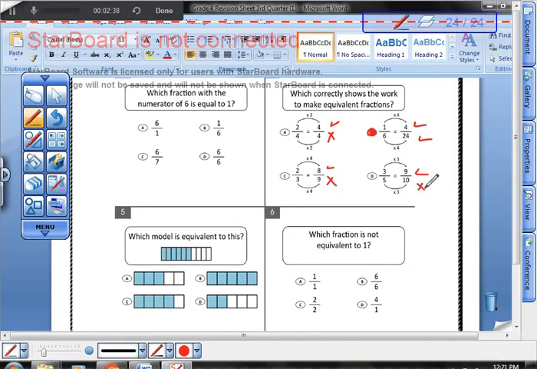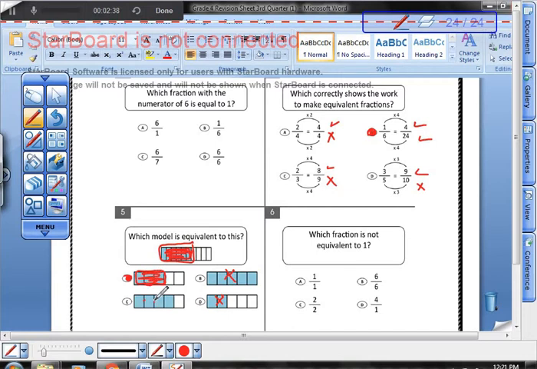Number 5, which model is equivalent to this model? We can use our eyes as before. This amount is equivalent to which amount of these amounts? It's not this one, because this is all of the whole one, and this is less amount. So is it A or C? It's clear it's A. This amount is equivalent to this one, the same. Okay? This is more.